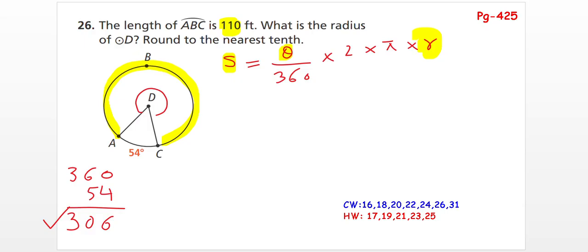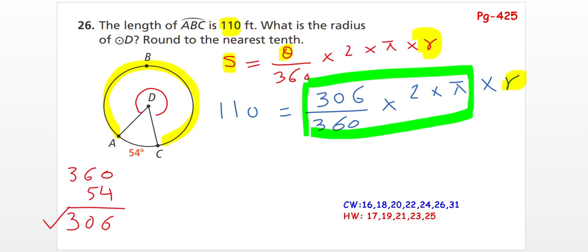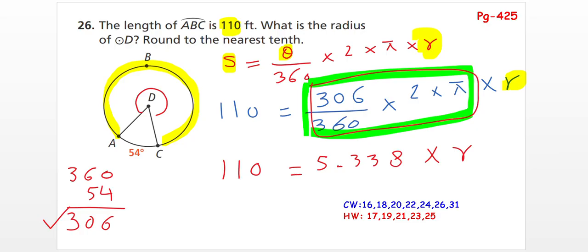Clear? So you can write over here what is the arc length? It's 110 equals, what is the angle? It's 306 over 360 times 2 times pi times r. Clear? Now because we are trying to find this radius, leave it alone, but multiply all these together to know what will be the number that will replace all these five numbers. So it will be 110 equals 5.338 times the radius. If you put all this onto the calculator, you will get 5.338.